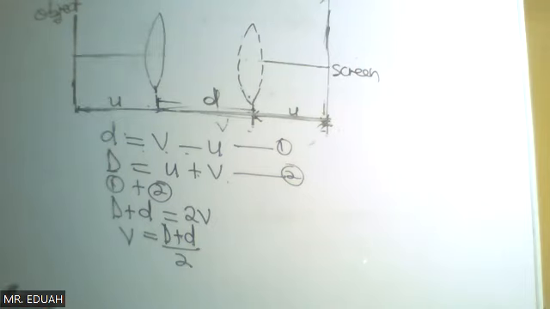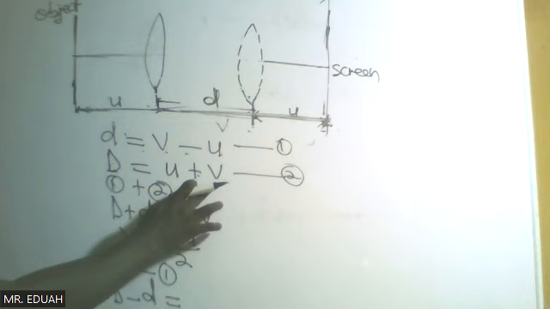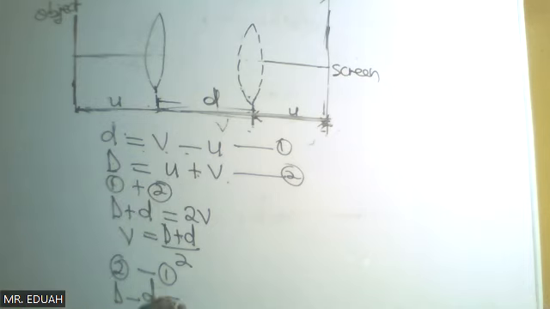Yes, please. Okay. Now, when we subtract equation 2 from equation 1, we have D minus small d, subtracting this from this. So V minus V is 0, and U minus U would give us 2U. Therefore, U is equal to D minus small d all over 2.